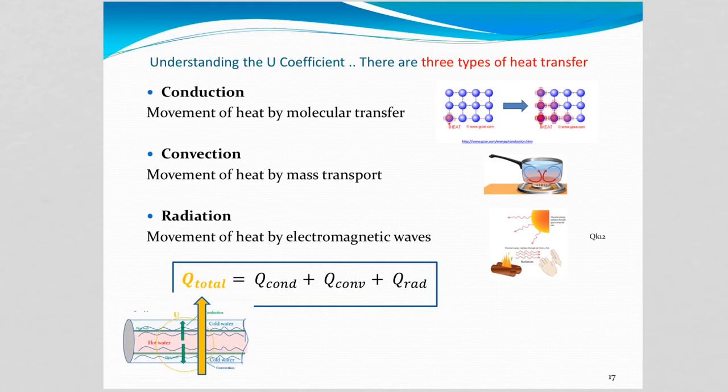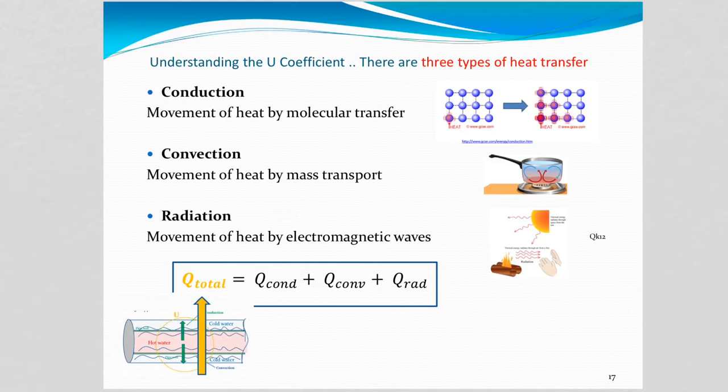And then you've got a second one, which is convection. That one is a movement of heat by mass transport, and you can see what convection is here. Convection is also used for home heating when you've got hot pipes and the air, it's a natural convection. The cold air goes through the hot pipes, generally water, and then it's heated up, goes up to the ceiling, cools down, goes down, and gets back into the hot pipes to be heated again.